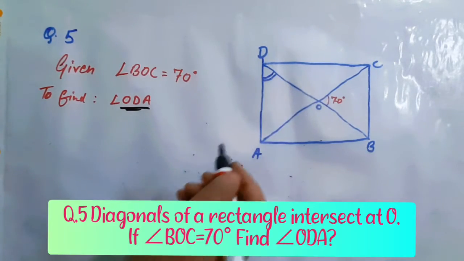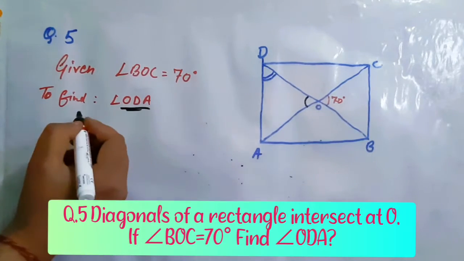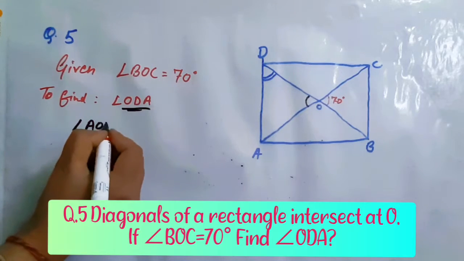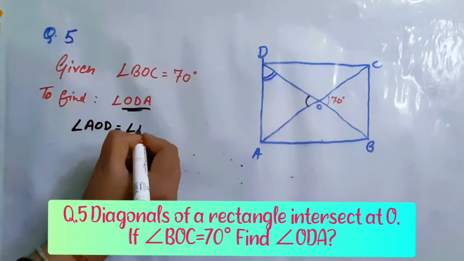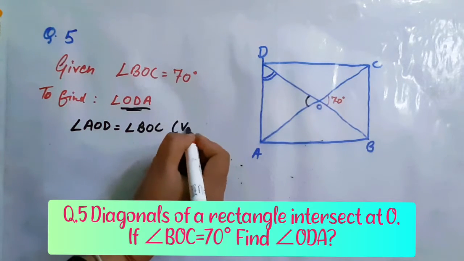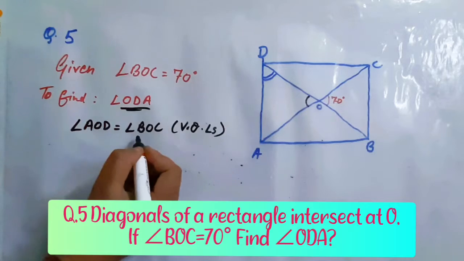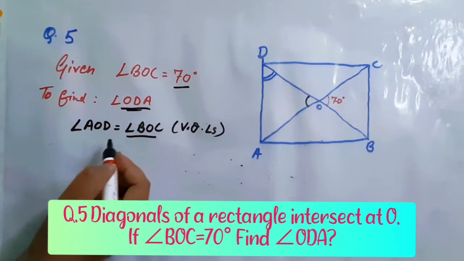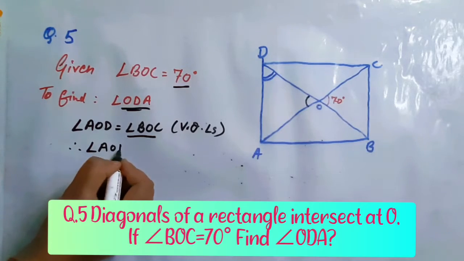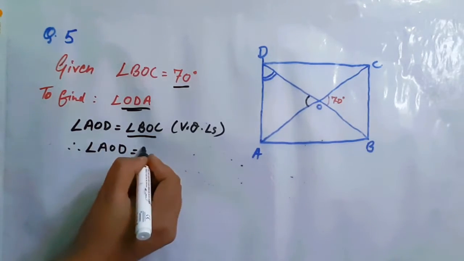So first of all, angle AOD and angle BOC are equal. Angle AOD equals angle BOC, both are equal. Why? These are vertically opposite angles. Then angle BOC is given equal to 70 degrees, therefore angle AOD is equal to 70 degrees.